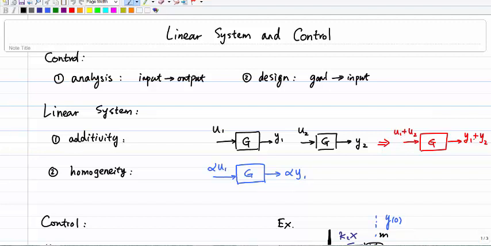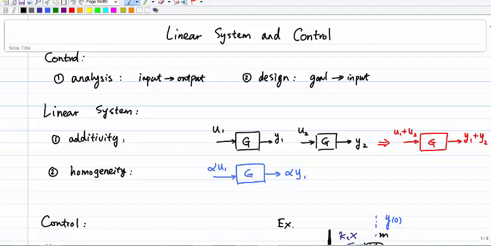Basically this property says that if you increase or decrease your input by a certain amount, for example U2, then the output will be based just on the difference. It doesn't matter what the base is; it's the difference that matters. So this is the additivity property.